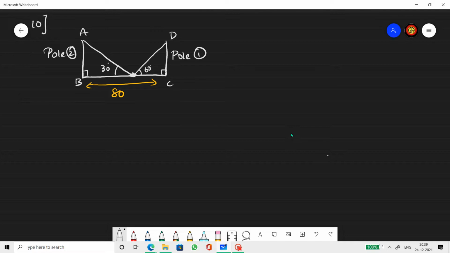Question number 10. Over here, there are two poles of equal height. As you can see in the diagram, I took them as pole 1 and pole 2. It is said in the question that the poles are of the same height. They are on either side of an 80-meter road, which means they are opposite to each other.